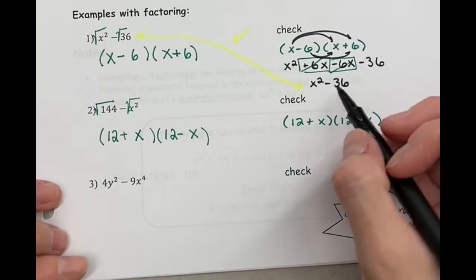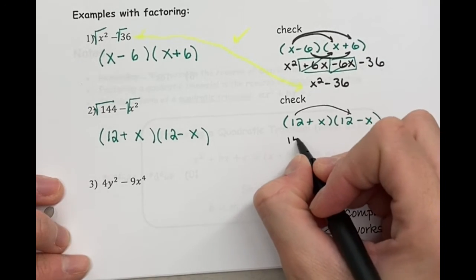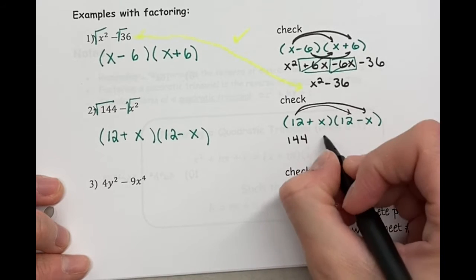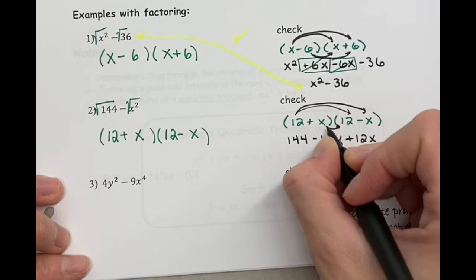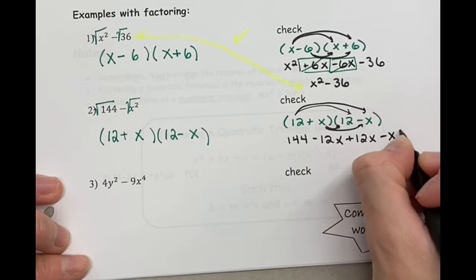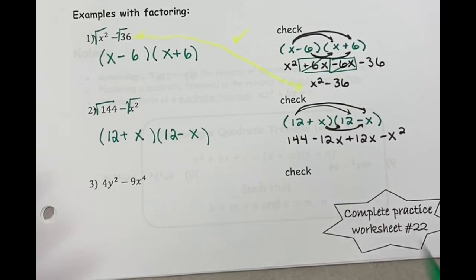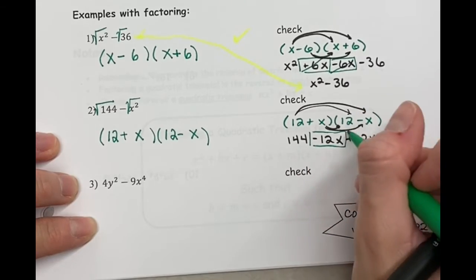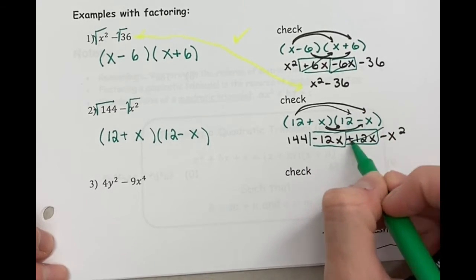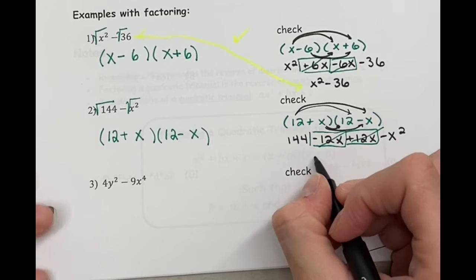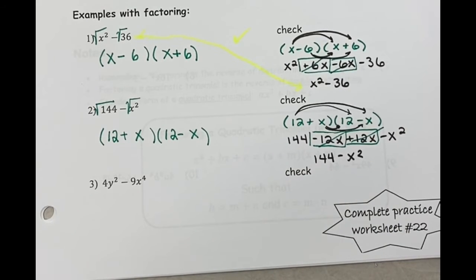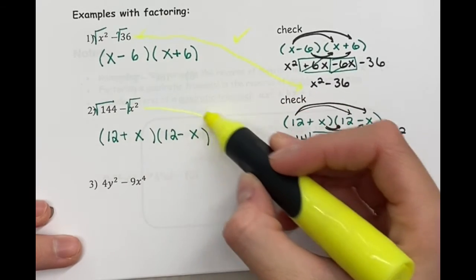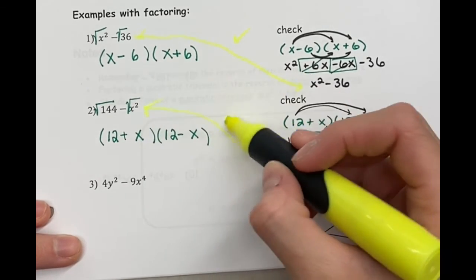And I need to do my distribution. 12 times 12 gives me 144. And then 12 times x gives me negative 12x. X times 12 gives me a positive 12x. And x times negative x gives me a negative x squared. I combine my like terms. I have negative 12x and a positive 12x, which will become 0. And I'm left with 144 minus x squared. I look and my original question is the same, so I know that I did it correctly.